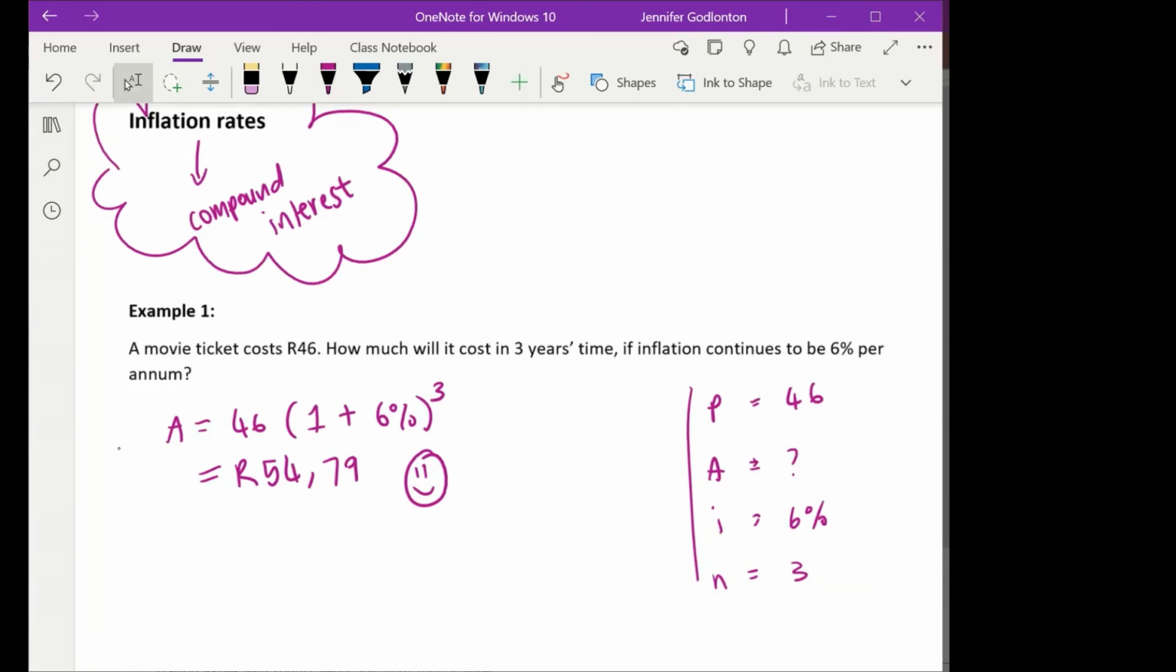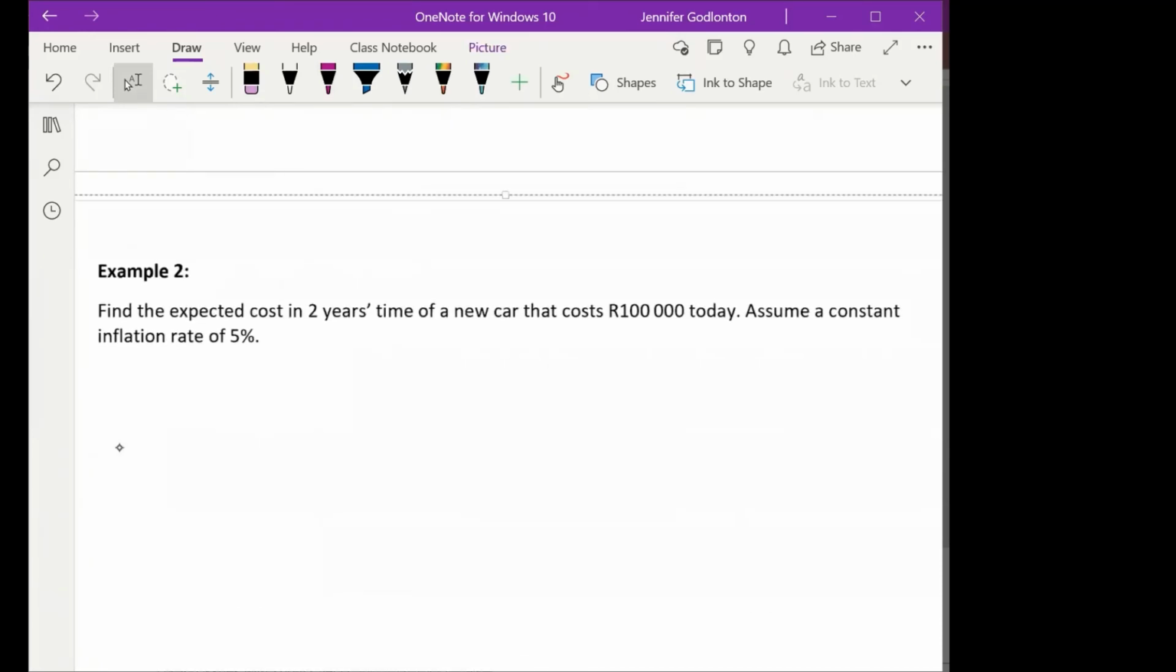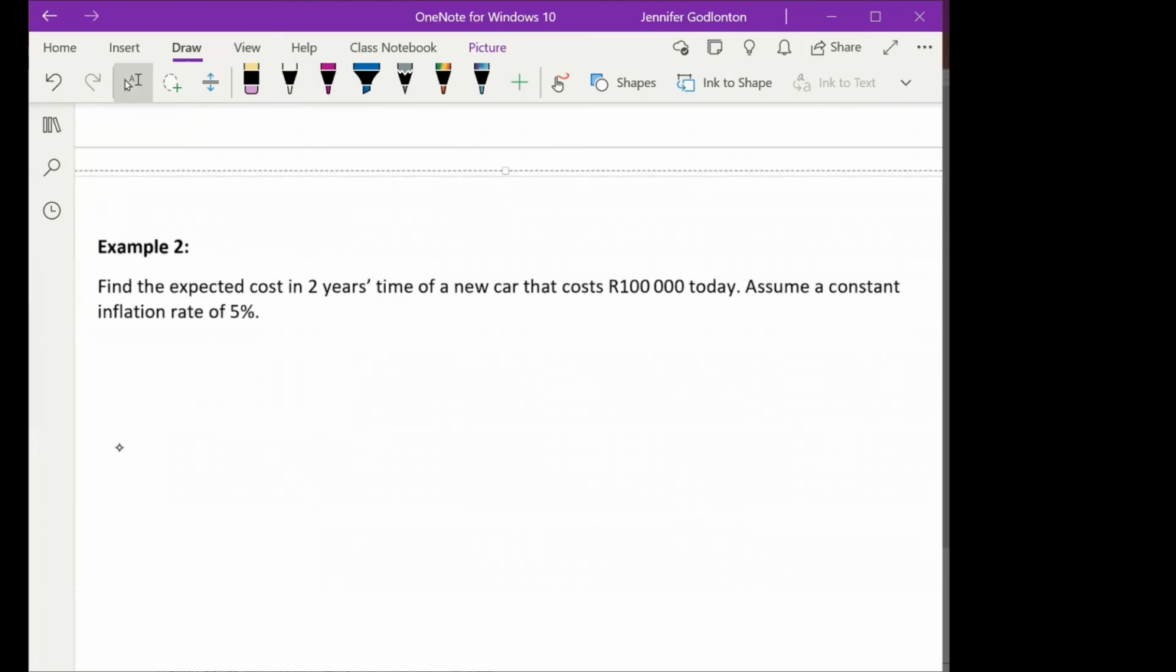Okay. Find the expected cost in 2 years' time of a new car that costs 100,000 Rand today. Assume a constant inflation rate of 5%. So I want to know what this car is going to cost in 2 years' time if it currently costs 100,000 Rand.